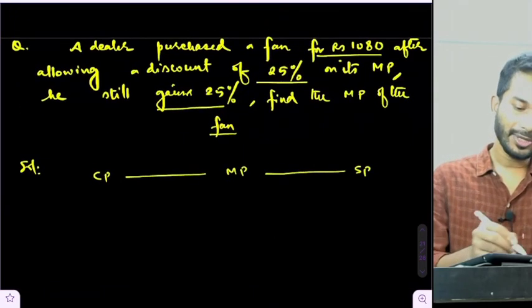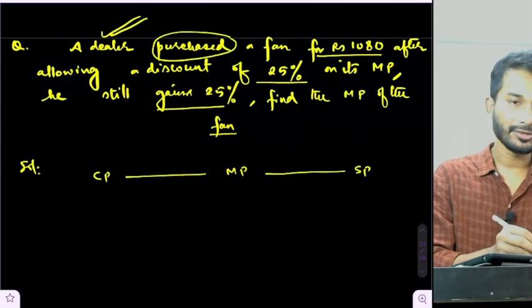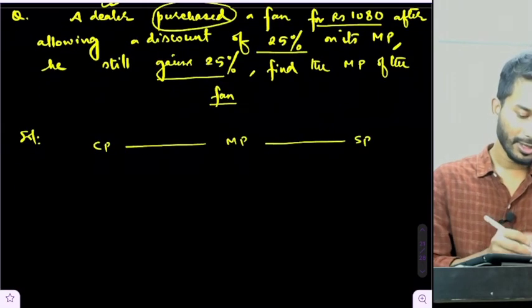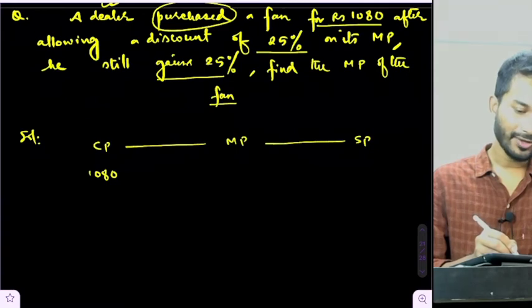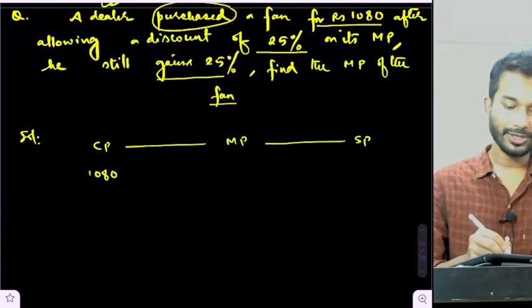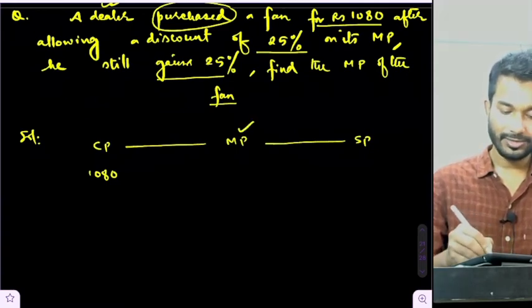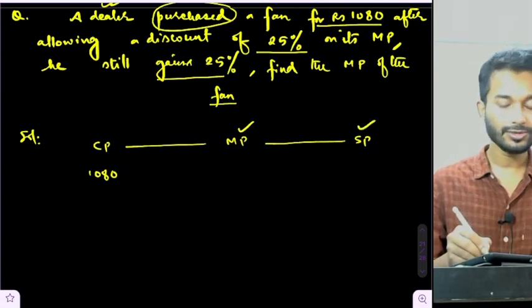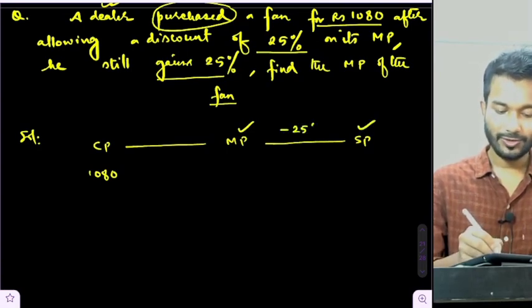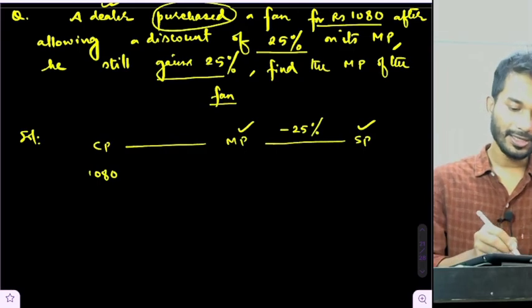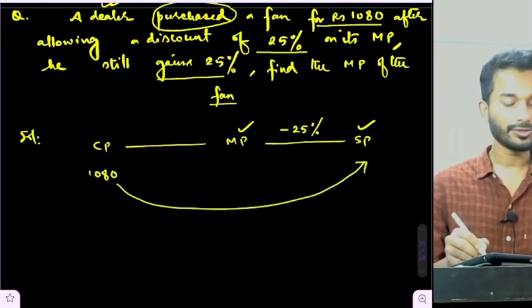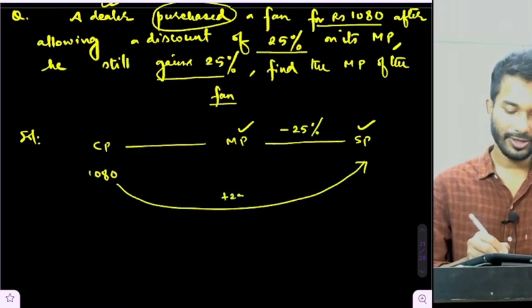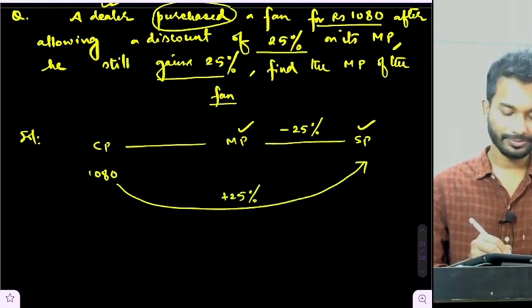So what he said, a dealer purchased a fan. Dealer has purchased, so this is the shopkeeper only. So purchased a fan for 1080 after allowing a discount of 25%. You know discount where? Discount is from mark price to selling price, and discount is a negative term. And still gains 25%. Profit loss is from where to where? Cost price to selling price. How much profit? 25% profit.